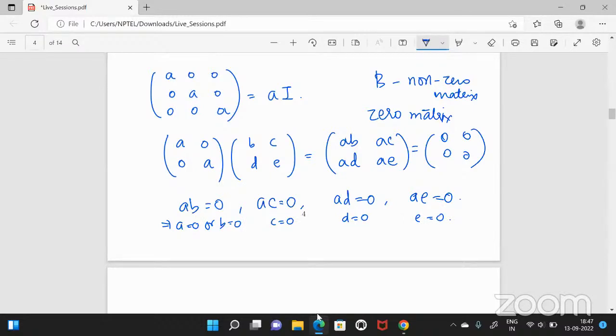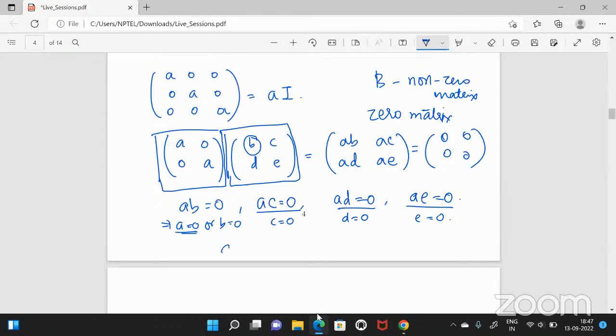Now I know that this is a non-zero matrix, right? A is 0. So say if B is non-zero, then that gives me A is 0, right? And if A is 0, what happens to this matrix? Zero matrix. So because at least one of these entries is non-zero, using that condition, whichever entry is non-zero, I can conclude that A has to be 0. Is it clear?